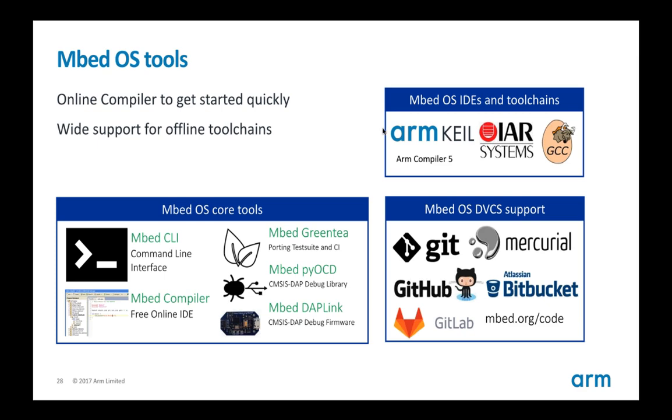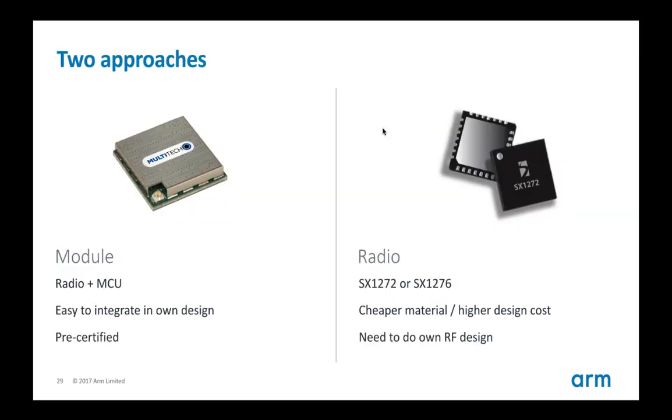So if you want to get started with Mbed and LoRa, there are two approaches that you can take. You can either go the module way or the raw radio way. For the radios, there are currently two radios that you can buy: the SX1272 or the SX1276. Those are the only radios available. If you buy a module from someone, that radio is going to be in there.